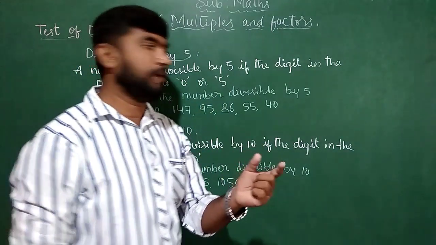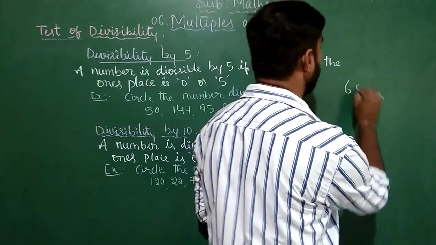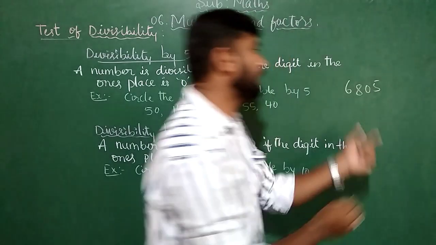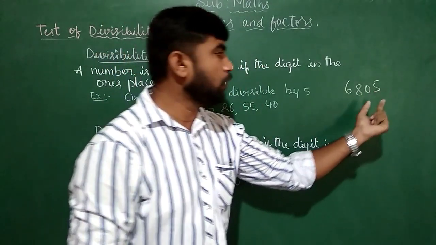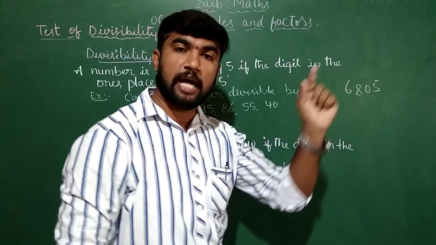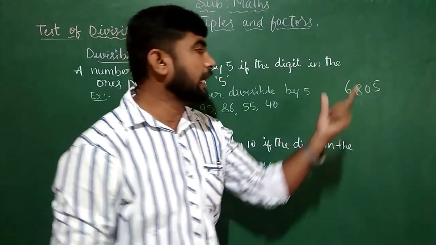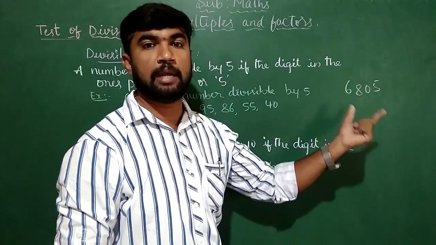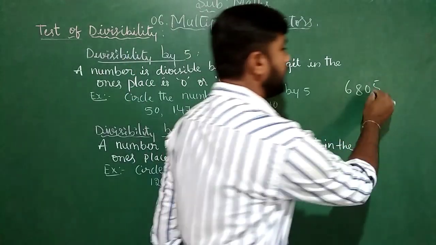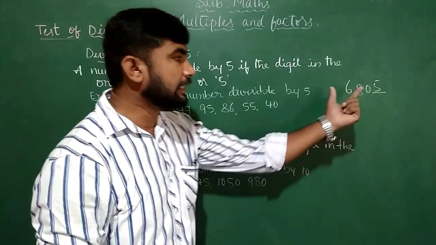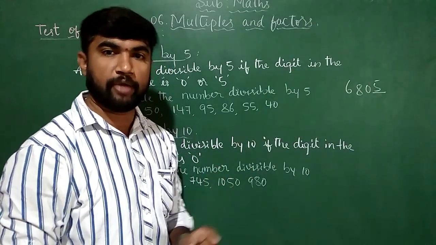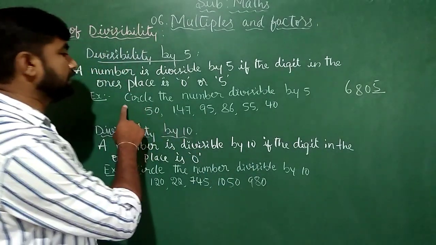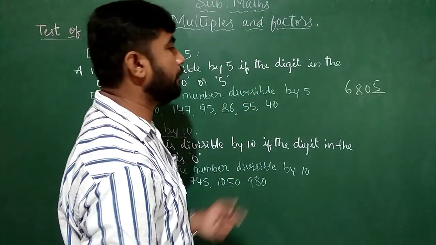If I give you a number, say 6805, we want to check the ones place value. If the ones place is either 0 or 5, then the number is exactly divisible by 5. Here in the ones place there is a 5, so 6805 is exactly divisible by 5. See the example: circle the numbers divisible by 5.